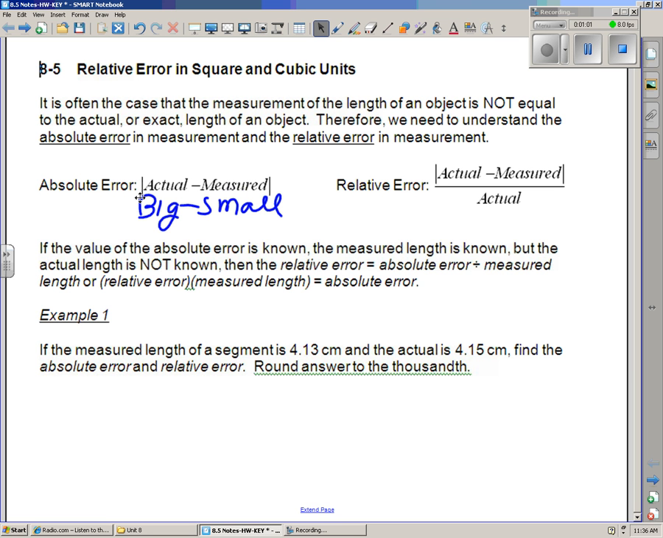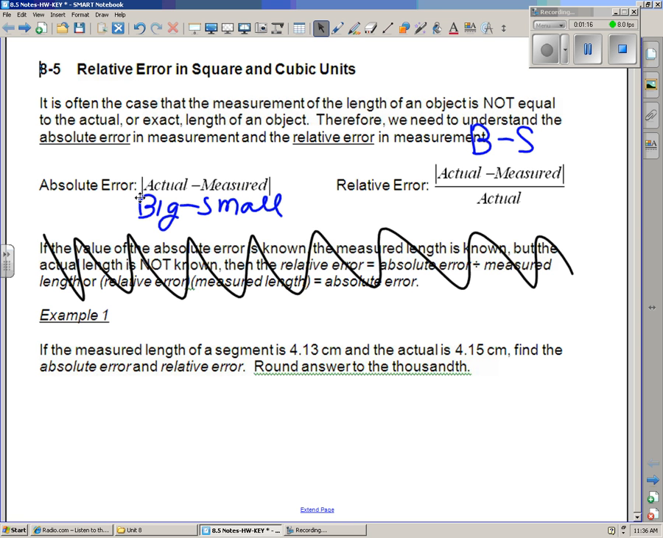That's going to be your absolute error. The relative error is just that big minus small divided by the actual. And that's where it's really important that the actual value is what you get on the bottom. So why don't you go ahead and just cross this part out. And let's do some actual problems here.